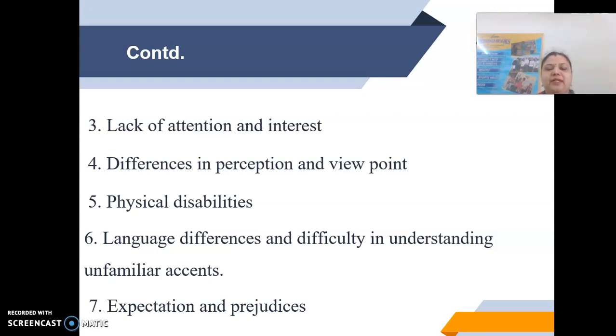Expectations and prejudices. Before going to attend any sort of lecture or to receive any kind of communication, if we have some sort of expectations from our own side, or we are prejudiced in some way towards that communication, then while listening to that person, we may have that prejudice or expectation, and that may not be fulfilled during that communication. So it also creates barriers to effective communication.